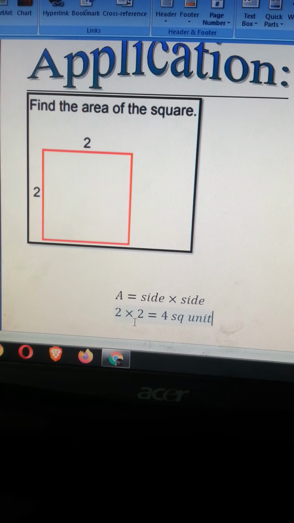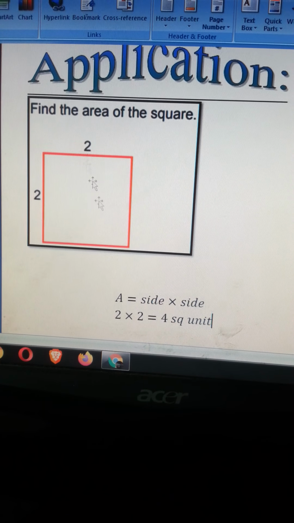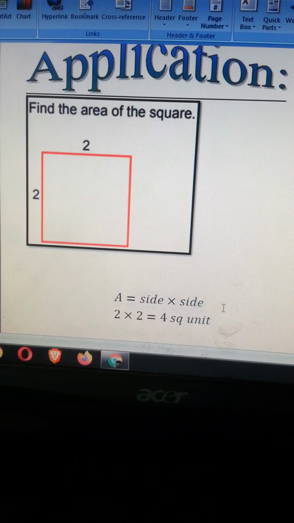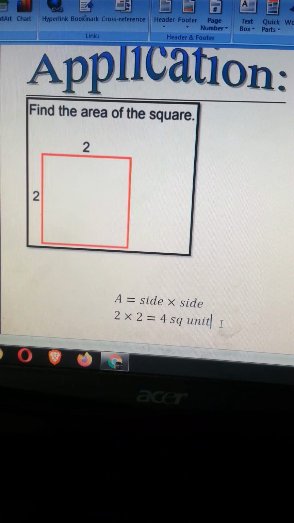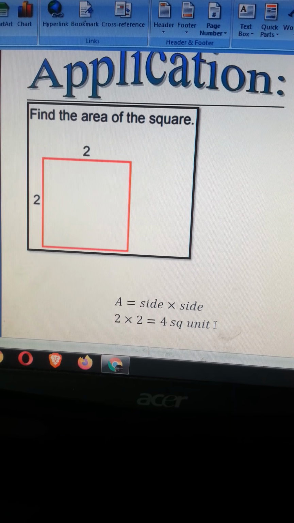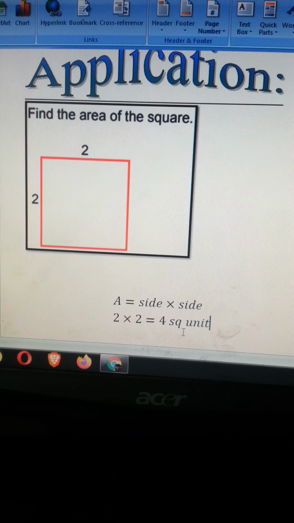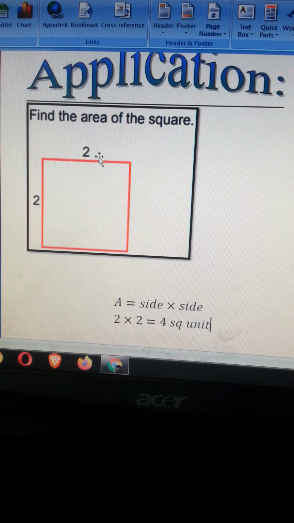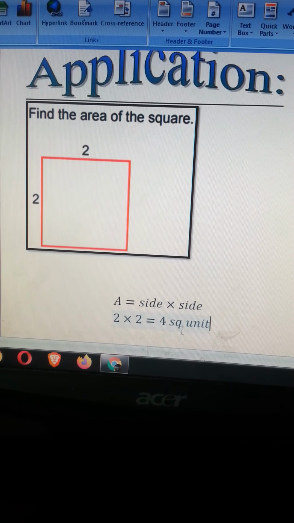So I have written it over here. 2 multiplied by 2 is equal to 4 square units, right? So this is the formula. This is the way we find the area of any figure, or a square specifically. But don't forget the unit. If it is not given as centimeter or meter or whatever, then you will simply write square unit, right?